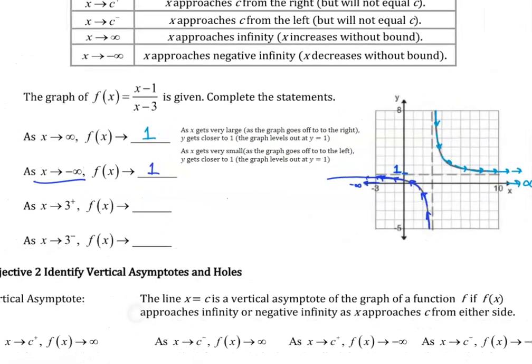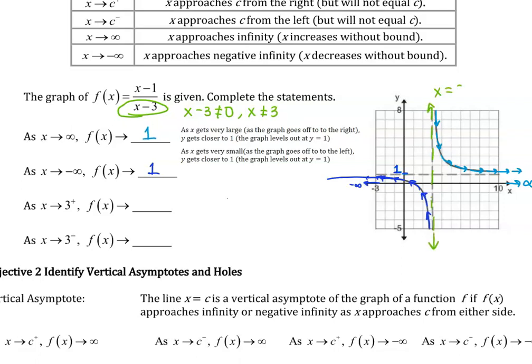The next thing we want to look at is what's happening as x approaches 3 from the left. First, let's talk about what's happening at 3. If we look at this function, we learned back in Unit 1 how to find the domain of this function. We would take the denominator and set it not equal to 0. So x is not allowed to be 3. We can see on the graph here we have this vertical asymptote at x equals 3 that is not in the domain.